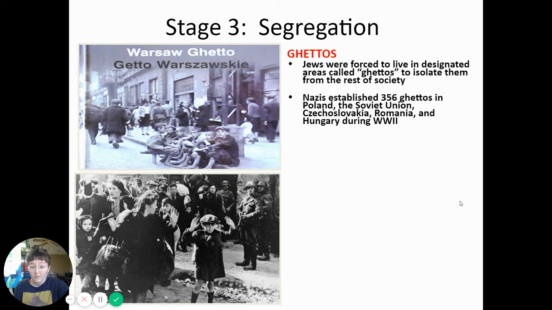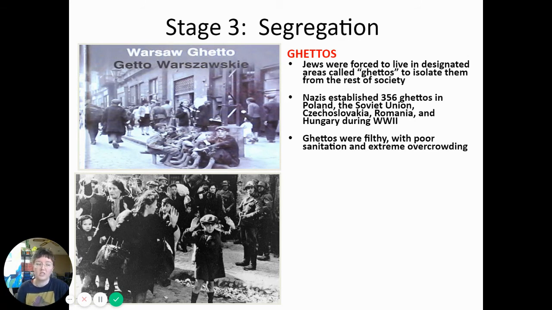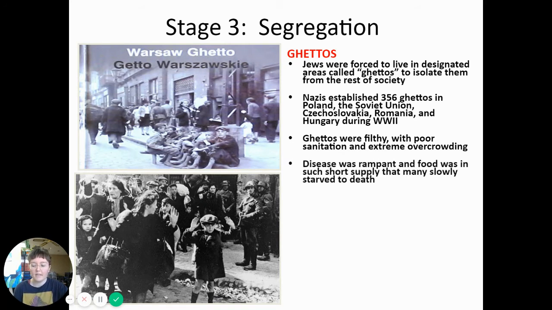The Nazis established 356 ghettos in Poland, the Soviet Union, Czechoslovakia, Romania, and Hungary during World War II. They were gross. They had no sanitation or poor sanitation. They were really overcrowded. Just wasn't a pleasant place to live. And having people so close together and such poor sanitation meant disease spread really easily. And then there wasn't a lot of food, so a lot of people slowly starved to death. Warsaw had the largest ghetto. It held 500,000 people and was only 3.5 square miles in size.